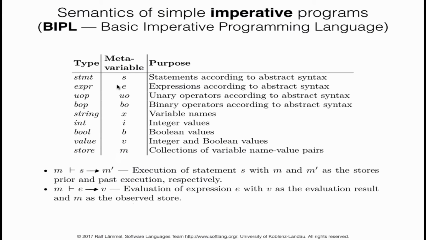metavariables and corresponding types. So of course we've got statements and expressions. Within the expressions we have unary and binary operators. We need variable names, these are strings. We have integer values, boolean values, and we need to represent stores, that is variable assignments. These are collections of variable name value pairs. So the major judgments that we need is that indeed a statement s is executed, starting from store m, resulting in store m prime. And when we have an expression, it's evaluated to a value v, while we may observe the store m because variables may occur within the expression e.